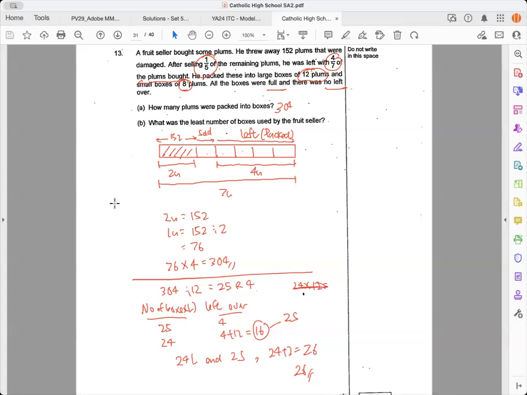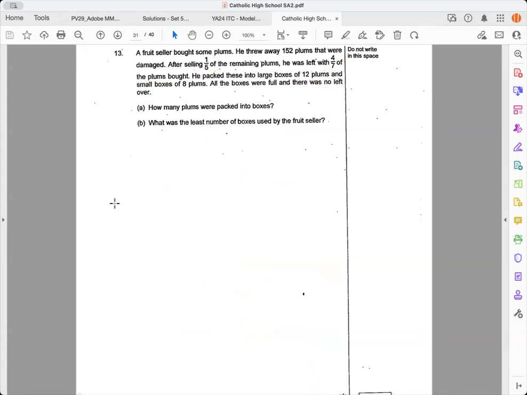Any question? Any question? This is tricky. Let's go look at question 14. Question 14 is a lot of words. It's just confusing you. But the question is not difficult. It's just a lot of words.